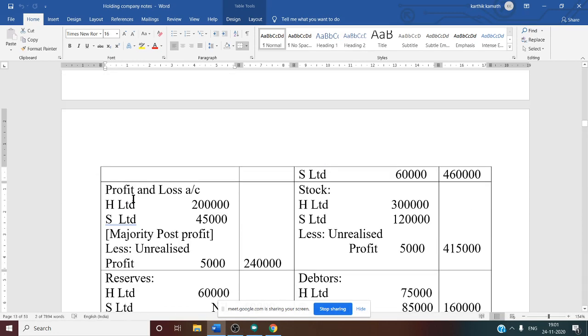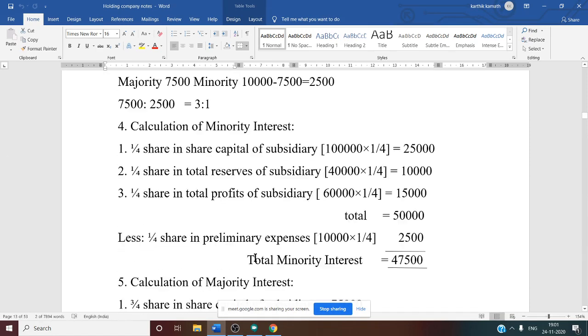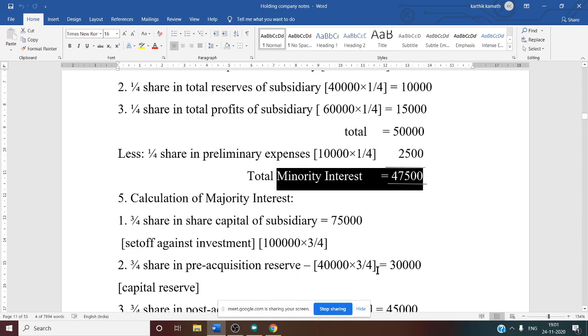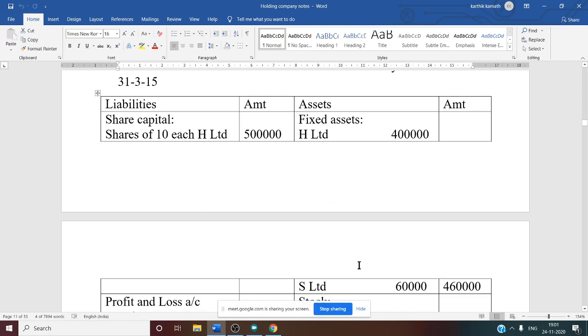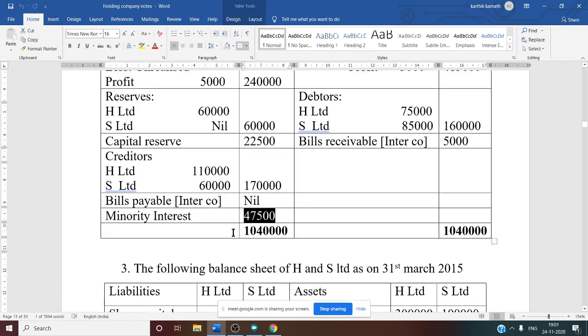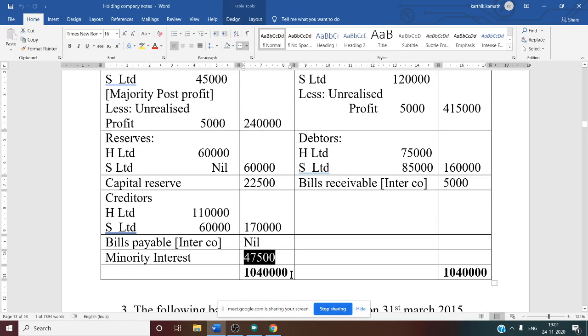Next, the last one is minority interest, that you know. Again, we have to see the working note. Where is that working note? Working note number 4. Total minority interest 47,500. So this is nothing but a liability side item. You have to show this information separately. Minority interest 47,500. So finally, after doing all these things, we will get one total, that is the total of both sides, 10,40,000. This is how you are going to do it.